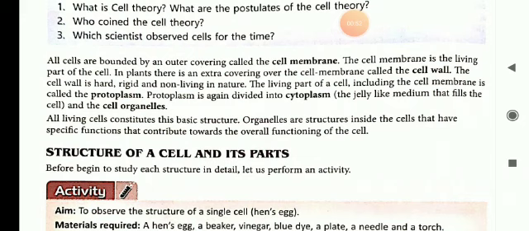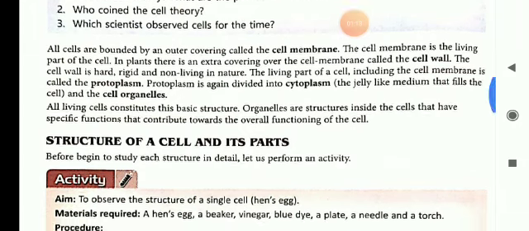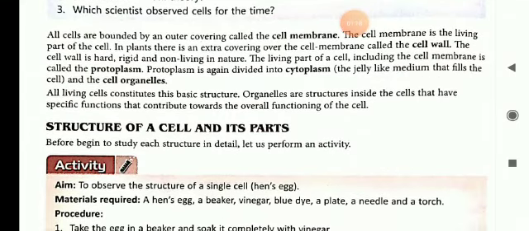This is the living part of the cell, and in plants, the cell membrane is again covered by an extra covering which is known as the cell wall. The cell wall is hard, rigid, and non living in nature. Cell membrane is living in nature, but cell wall is non living in nature. And the living part of a cell is called the protoplasm. So, altogether, the cytoplasm and nucleus is known as protoplasm.